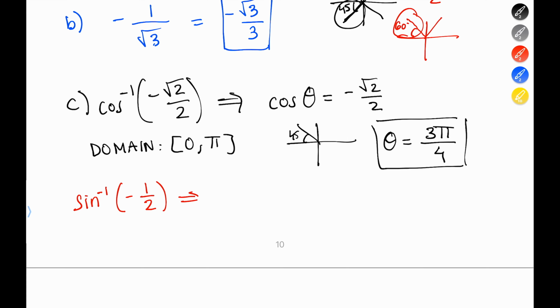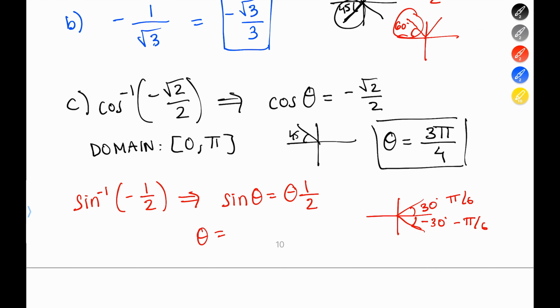And again, this is the same thing as saying sine of theta is equal to negative 1/2. If we were to draw a graph, sine theta would equal 1/2 when we have a reference angle of 30 degrees or pi over 6. But then we need a negative 1/2, so we could go down to the fourth quadrant and have negative 30 degrees or negative pi over 6. And so that is why our theta, or our answer, is going to be equal to negative pi over 6.